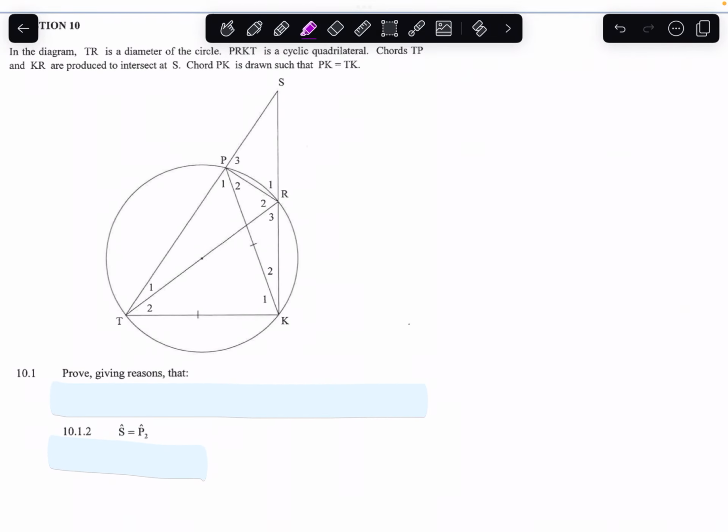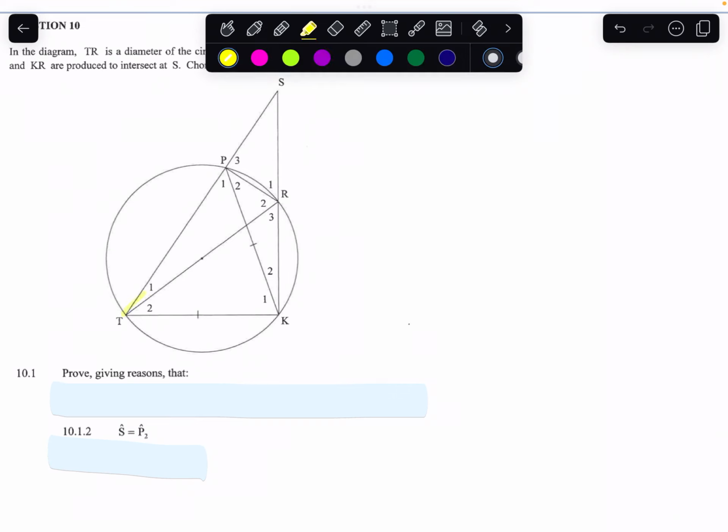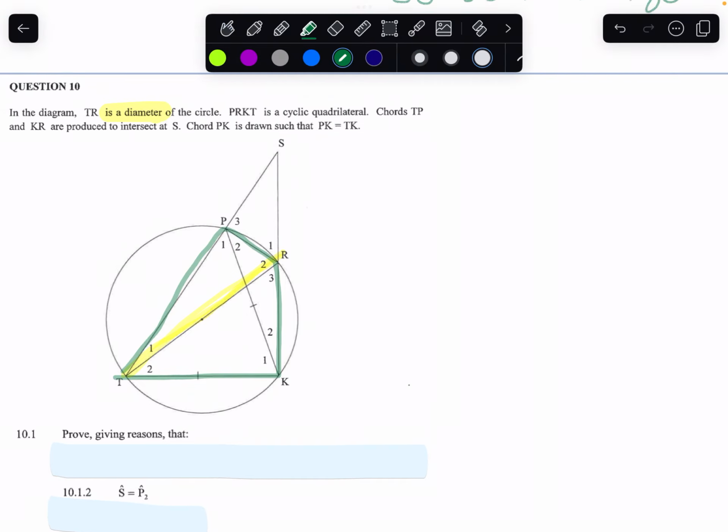Okay, so let's just start by highlighting all the things we highlighted before. So that's a diameter. Okay, we highlighted the cyclic quad. And then we highlighted PK and KT who are equal in length. We have also found out from our previous question that PR is a 90 degree, and so is K.